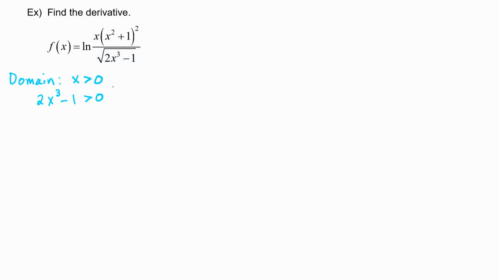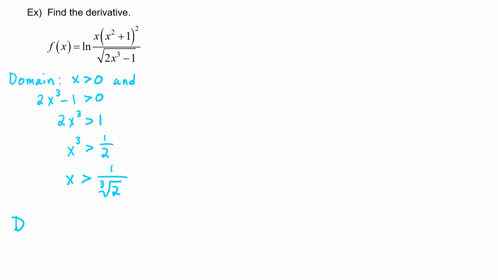So these two, remember, are an and. So we need this to be true, x greater than 0, and we need this to be true, 2x cubed minus 1 greater than 0. If we solve for x here, we would have 2x cubed greater than 1, which means x cubed is greater than 1 over 2, which means x is greater than 1 over the cube root of 2. We are going to skip rationalizing for now, so it's okay to leave this cube root in the denominator.